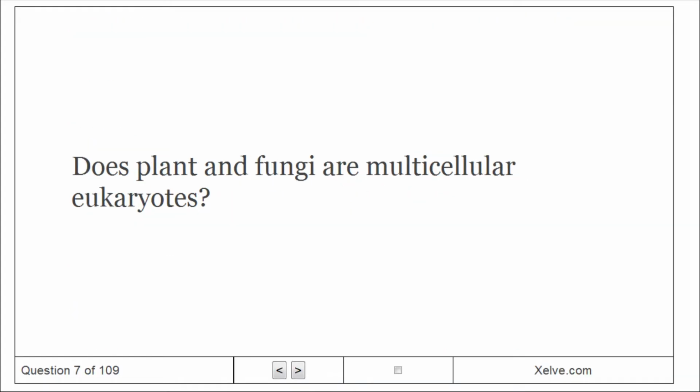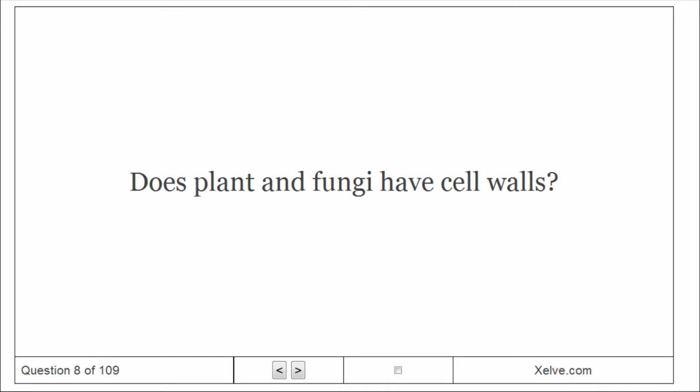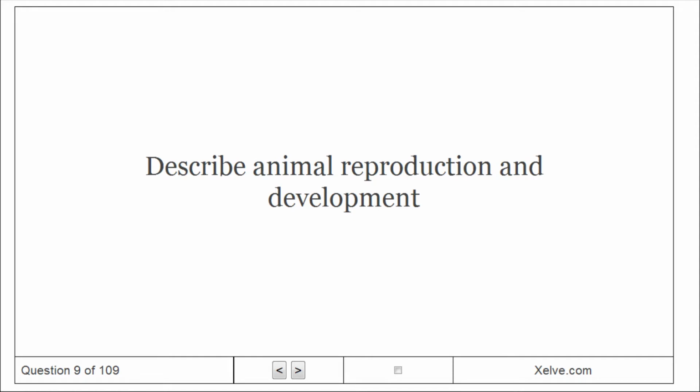Are plants and fungi multicellular eukaryotes? Yes. Do plants and fungi have cell walls? Yes. Describe animal reproduction and development.